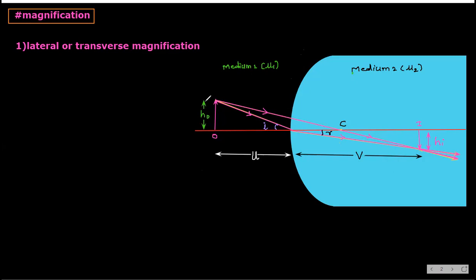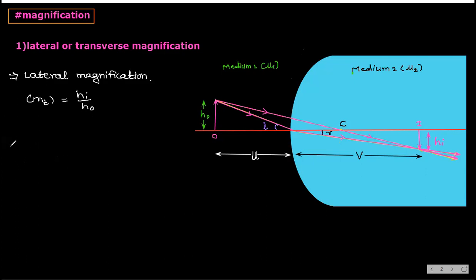Now first of all, see here, as we know, lateral magnification is very simple. Lateral magnification MT is equal to, what is the formula? HI by HO, right? Height of image by height of object.